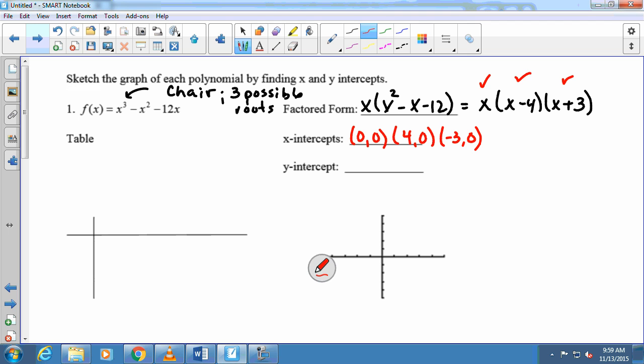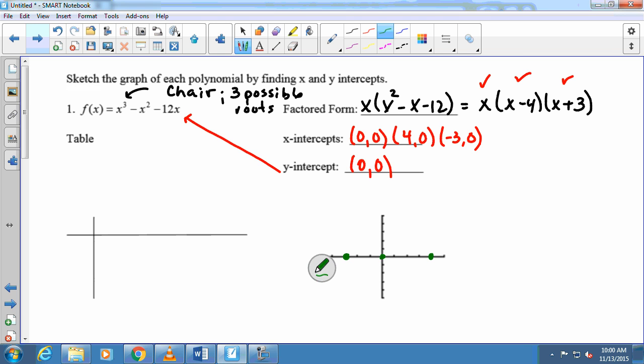Notice I wrote those in ordered pairs. My y-intercept is easily found if I have my polynomial not factored. That happens when I put in a 0 for x. I can see I get a 0 out for y. So the next thing we do is plot these points. I'm going to plot 0, 0, which is both an intercept on the x and y, 4, 0, and negative 3, 0.